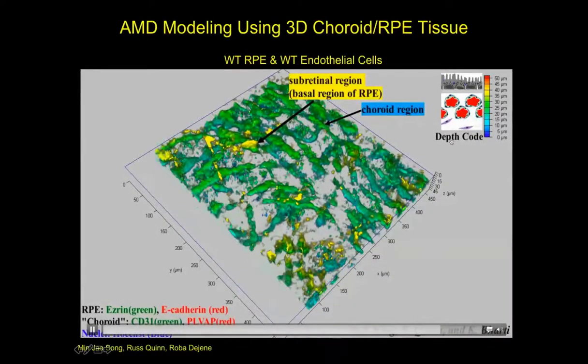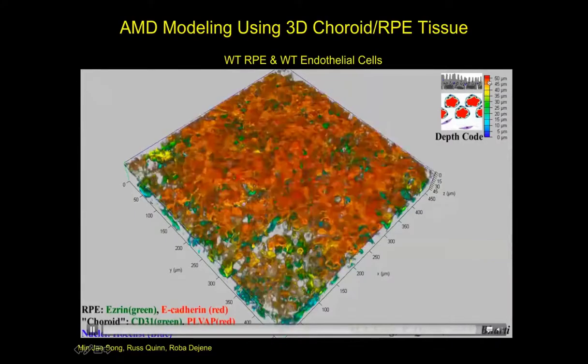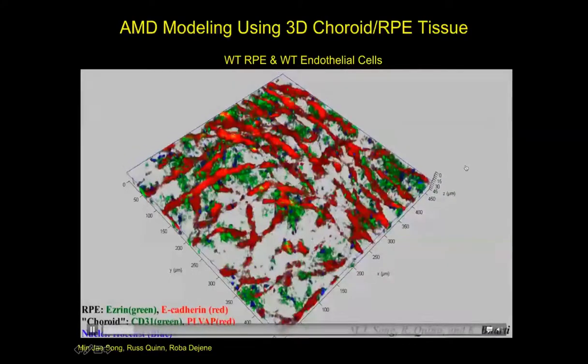So in this case, if I get back to the point again, you'll see most of the vessels are green, very few yellow, and there's no red vessels.